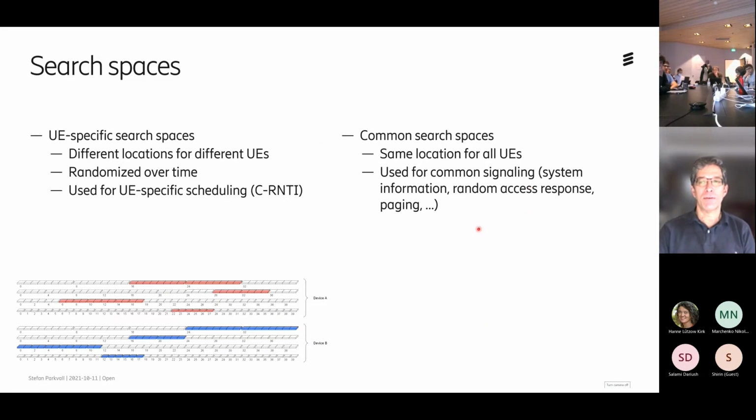But before we do that, I should probably mention also the common search spaces. These ones were UI-specific, randomized over time, but there are also messages that are intended for multiple UIs. For example, scheduling of system information that tells all the UIs about the configuration of this cell. Random access response, or paging messages and things like that. They need to go in the same way for all UIs. And then, of course, it's very easy. You just specify, we always use this part of it for common search space. It's not randomized over time. So some of the candidates are kind of fixed in time as well.